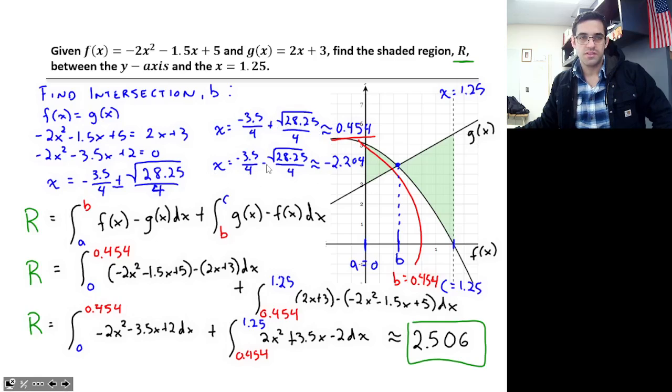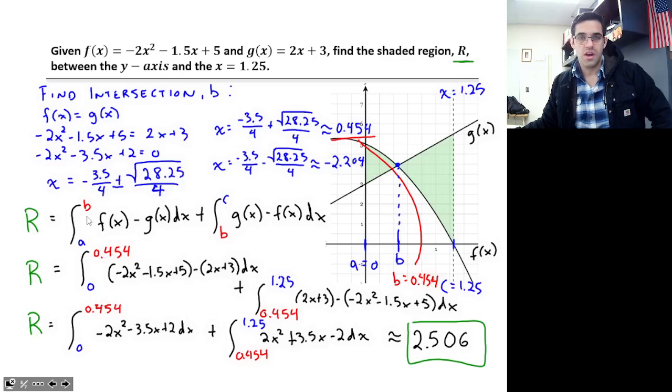I noticed that if I do minus our square root, we get a negative 2, which is outside of the interval that we're integrating over. So I know that when I take negative 3.5 over 4 plus our square root, my calculator tells me it gives 0.454. And so that's got to be our b value. That's the x value at which our two graphs intersect. So when I integrate this, my middle b value is going to be just that, 0.454.